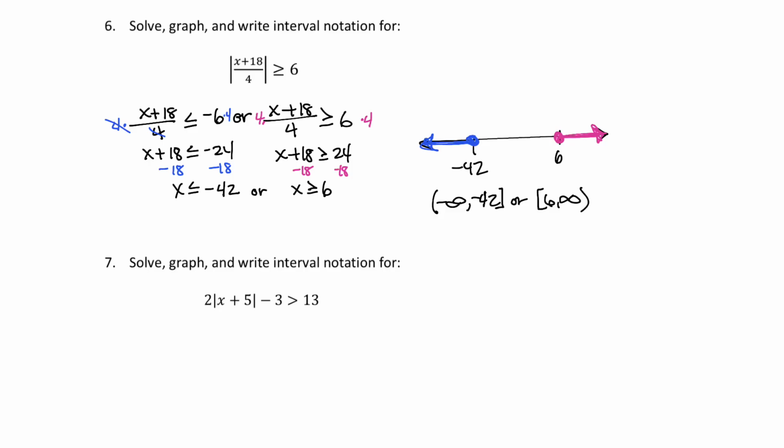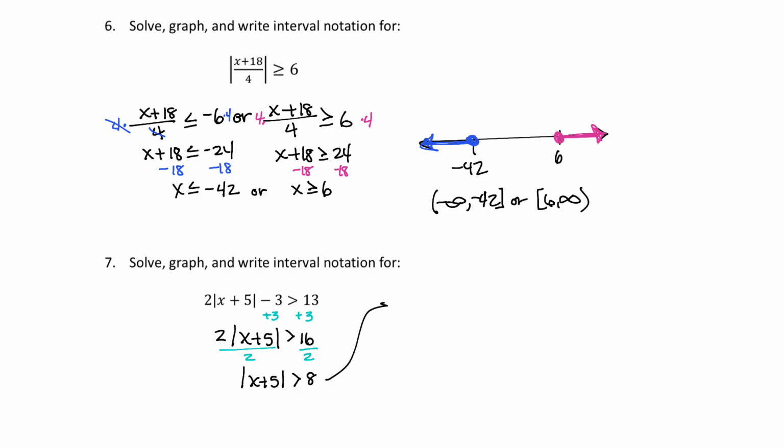And last one. This one we have to isolate the absolute value first. Have to. Okay, so add 3 to both sides. We get 2 times the absolute value is greater than 16. And now we're going to divide by the coefficient. So we get the absolute value of x plus 5 is greater than 8. It's not a negative, so we're going to keep going. It's a greater than, which means it's an or.